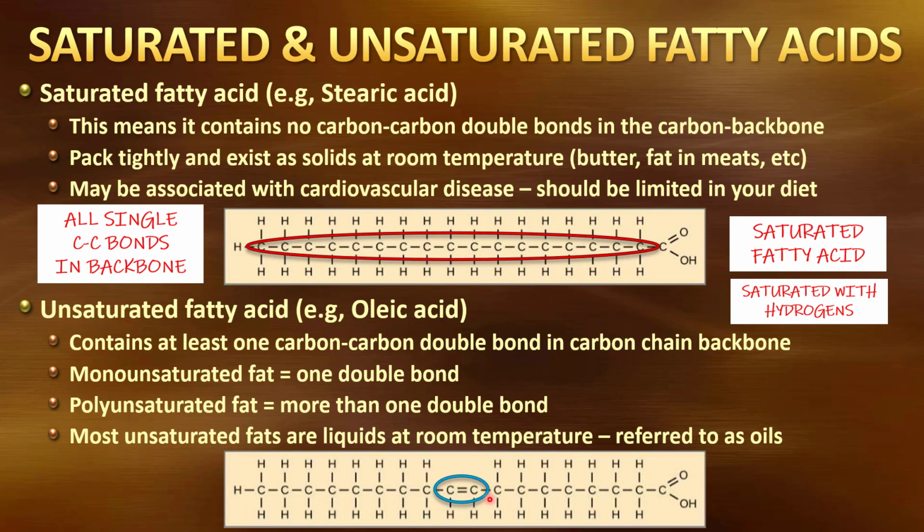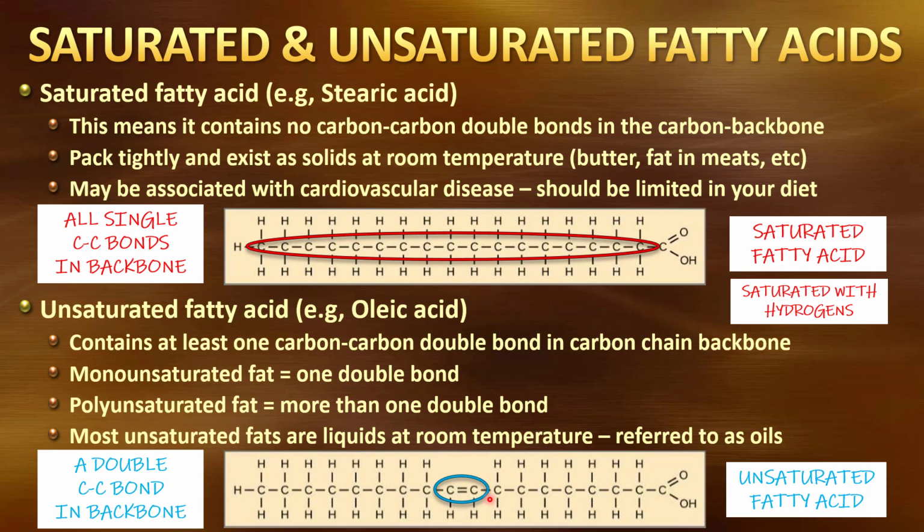Most of these will be liquid at room temperature, and they're referred to as oils, whereas those that have a lot of saturated fatty acid tend to be solid at room temperature and are referred to as fats. So here we have a double carbon-carbon bond in that backbone. It means that it's unsaturated because it does not have as many hydrogens as it could have.